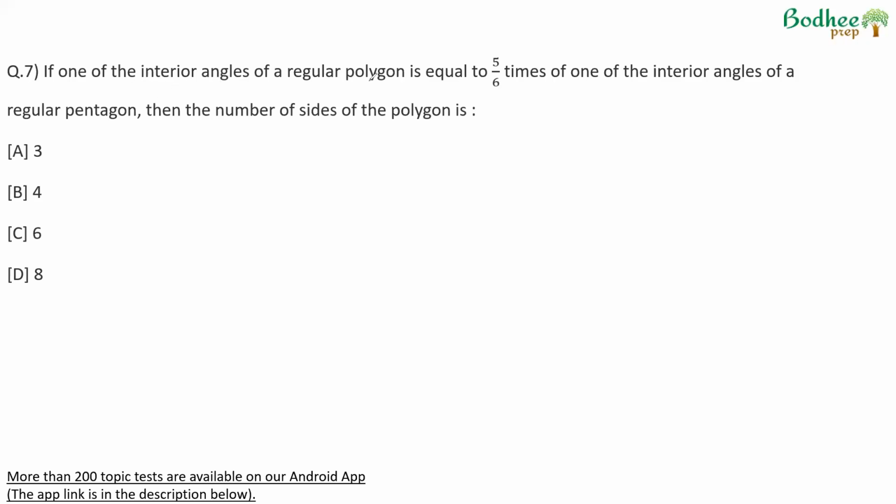If one of the interior angles of a regular polygon is equal to 5 by 6 times one of the interior angles of a regular pentagon. So first let us look at the interior angle of a pentagon. This will be 180 minus 360 by 5. Number of sides is 5 in a pentagon. So 180 minus 72, which is 108.